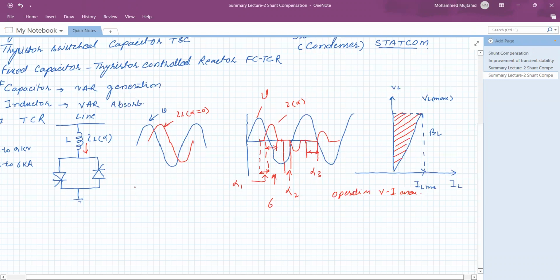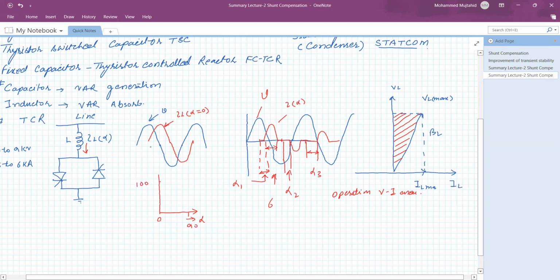Now, the value of current depends upon the delay angle. This can be understood with the help of one more diagram. Say this is the delay angle alpha. Definitely it is 0 and the maximum is 90, and the current is, say, 100%.